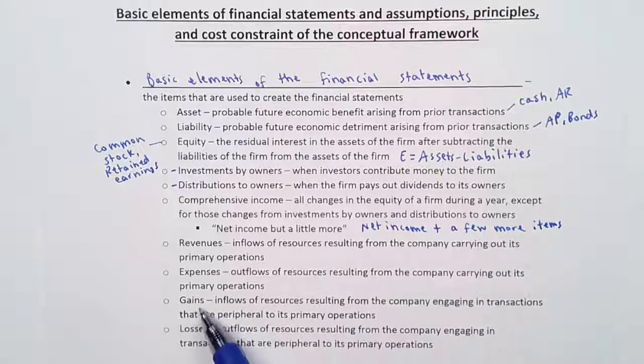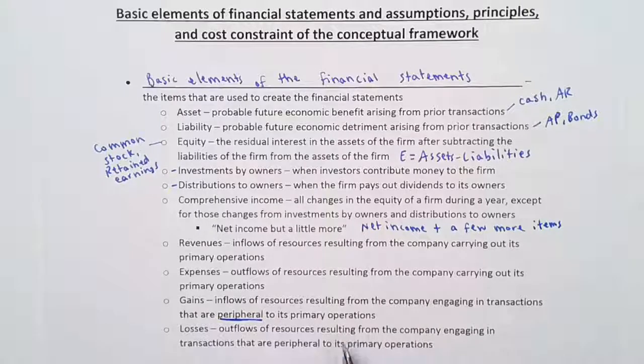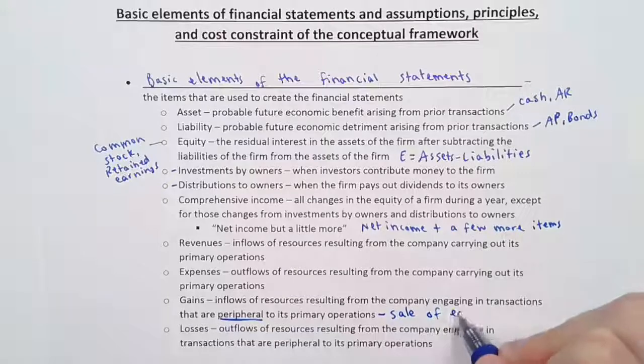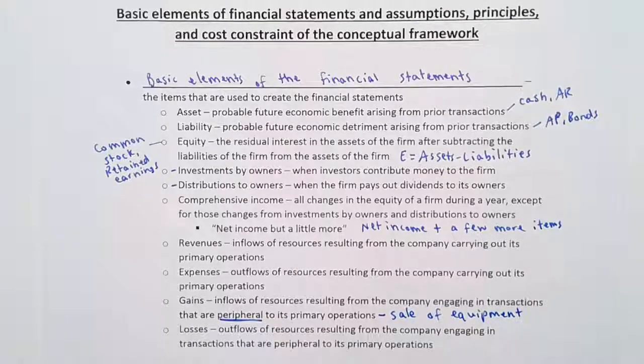Gains are inflows of resources resulting from the company engaging in transactions that are peripheral to its primary operations, right? So generally speaking, a sale of equipment would basically be a gain if we sell it at more than its book value. If we sold some type of investment, there are multiple examples, but basically it's something that is not the primary operations of the company. That is going to be considered a gain as long as it's sold at more than the book value of the asset that we're selling. Okay, that's what differentiates a gain from a revenue.